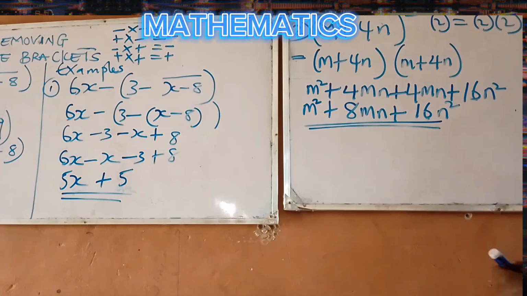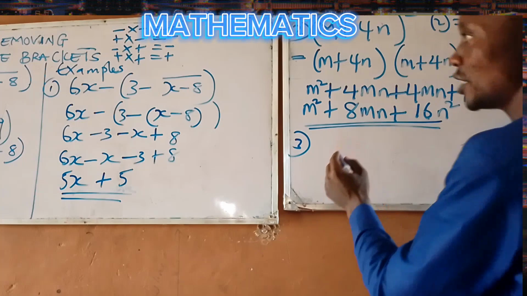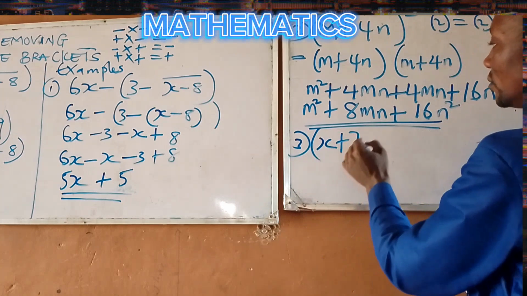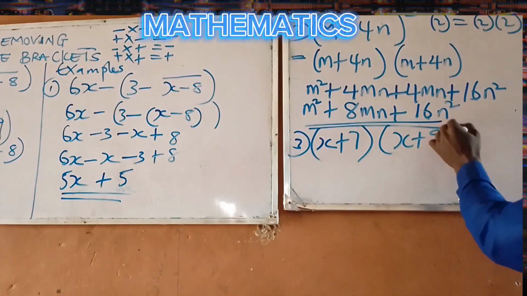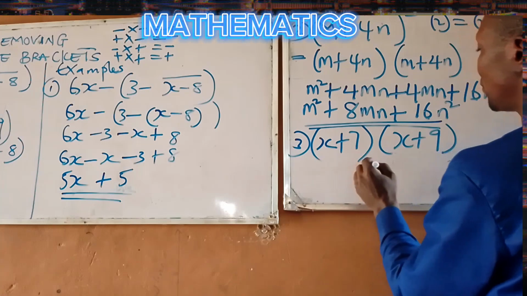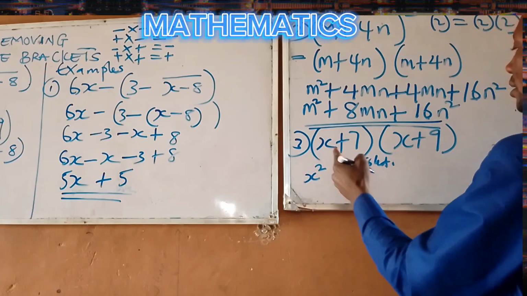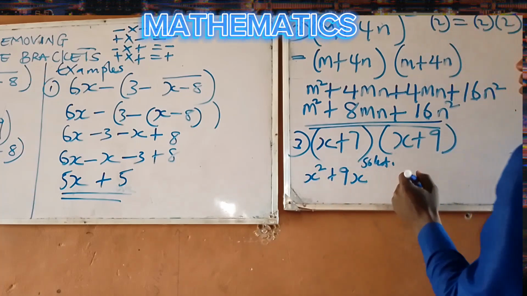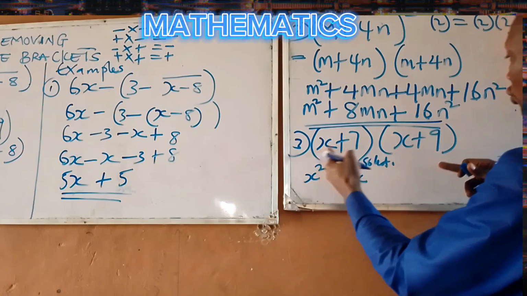The third example, the third question that was sent to my DM, we have open bracket x plus 7, close the bracket, open bracket x plus 9, close the bracket. We have x, the same approach. x multiplied by x, we have x squared. x multiplied by 9, we have plus 9x. Remember? Then we have x, you have used x to multiply this, you have this.